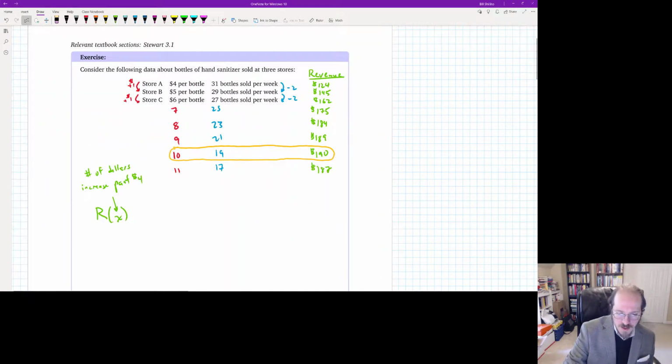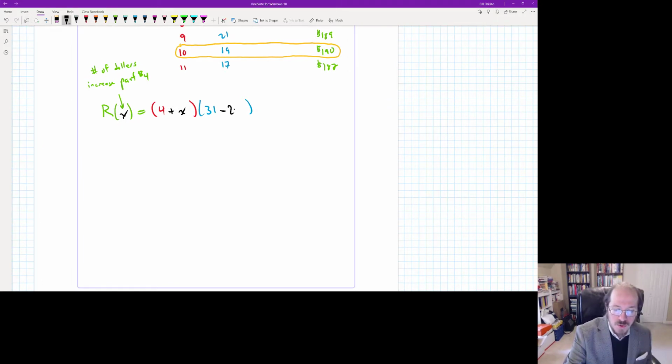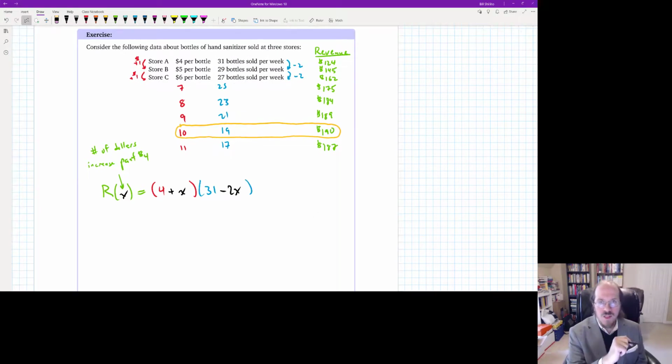So let's see. Now if you're unsure about how to come up with an algebraic formula like this, what you can do is look at what you did with your numbers and then figure out how to do that in general. So it looks like we always multiplied our price per bottle times the number of people buying it. So the price per bottle, well, when it was $4, the number of people that bought it was 31. But then when we increased the price of our hand sanitizer by $1, the number of people who bought it went down by 2 each time. So this will give us an idea of our revenue at any given price point.